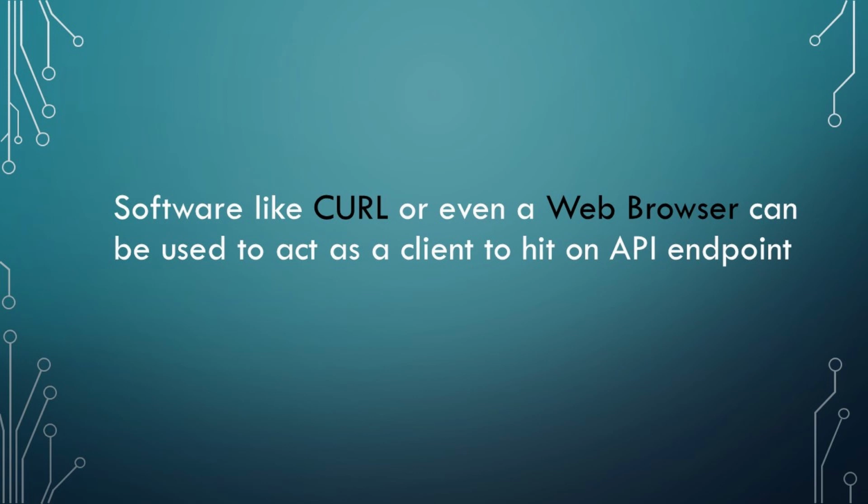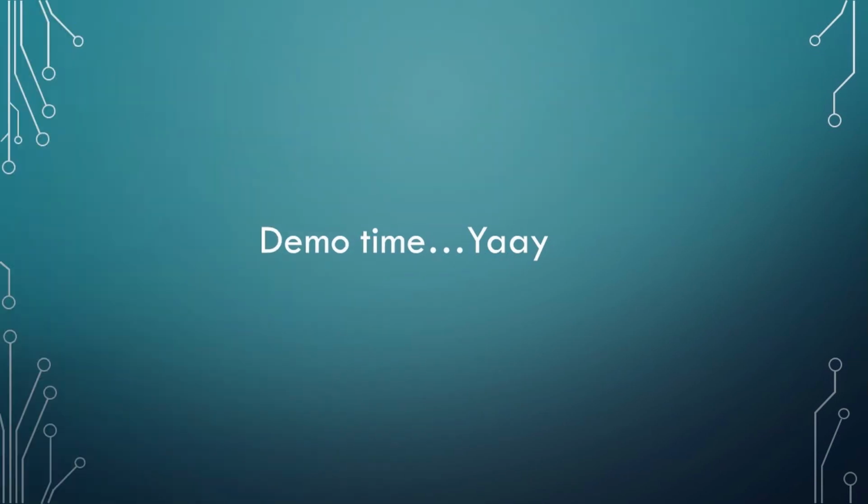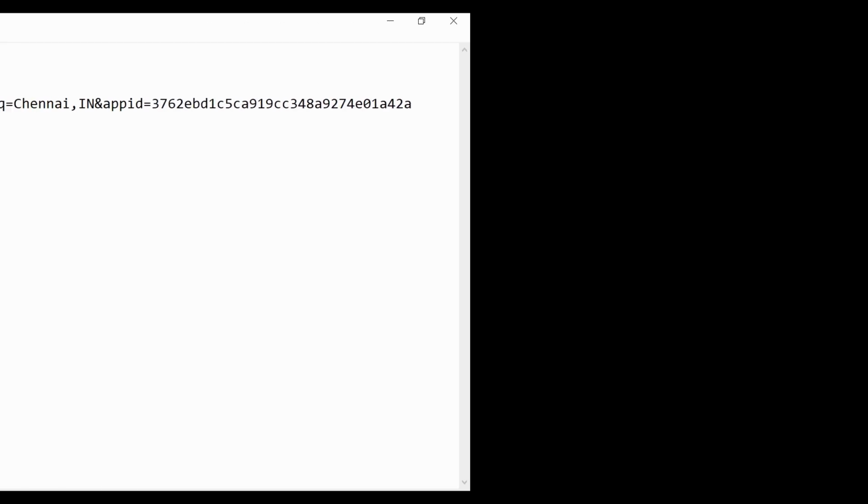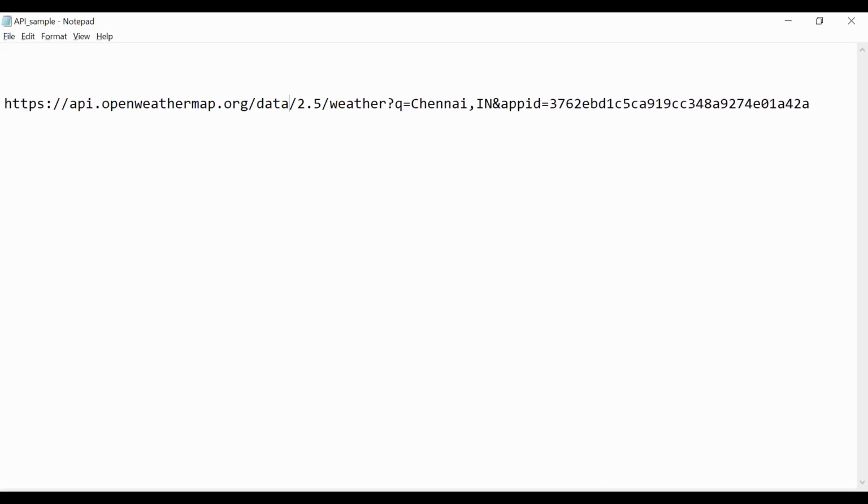Anyway, I will showcase testing the API using both curl and Chrome browser. So friends, I'll enter into demoing how we can test this Open Weather API. Here is a very simple and straightforward example of an API endpoint.